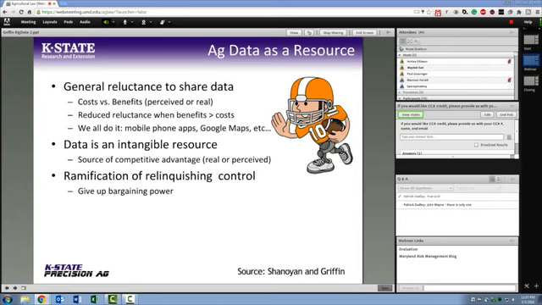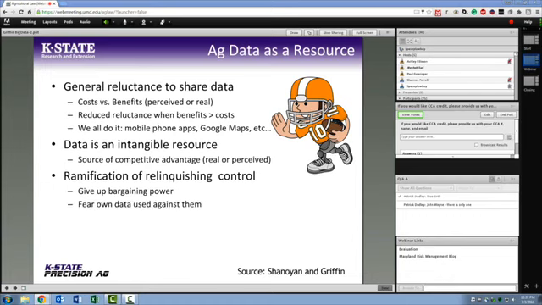And with ag data, when we relinquish control of our competitive resource, we give up some bargaining power, maybe with the landowner, maybe with the local retailer, but there is some perception of giving up local bargaining power. In some cases, this may be real. In some cases, it may be perceived.